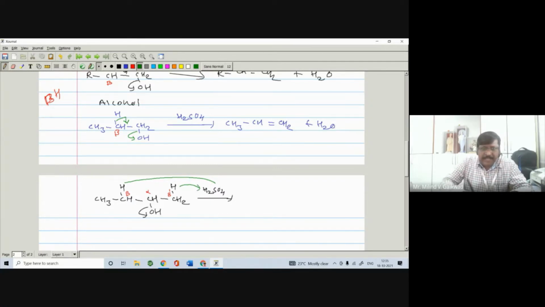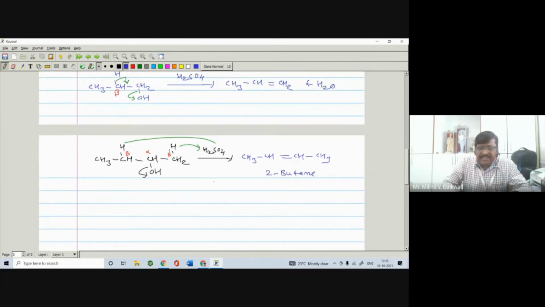So you get two types of products. If you remove the beta hydrogen from the CH3-CH side, you get a double bond between carbon 2 and carbon 3, giving 2-butene. If you remove the beta dash hydrogen, you get CH3, CH2, CH=CH2, meaning 1-butene. Then the question arises, which is major, 1-butene or 2-butene? 2-butene is the major.